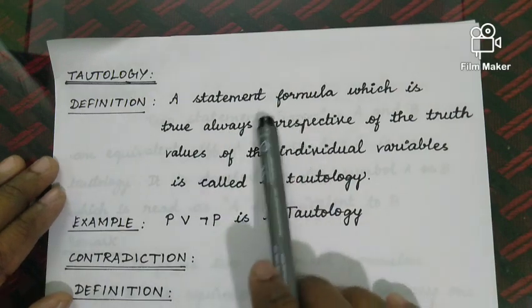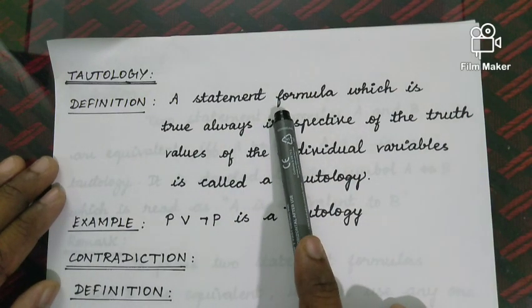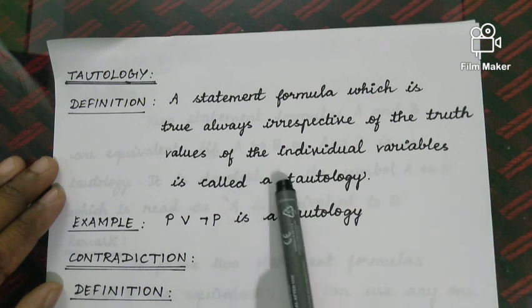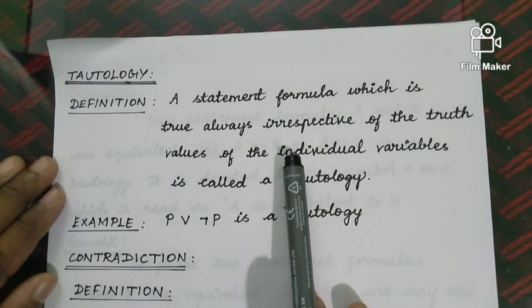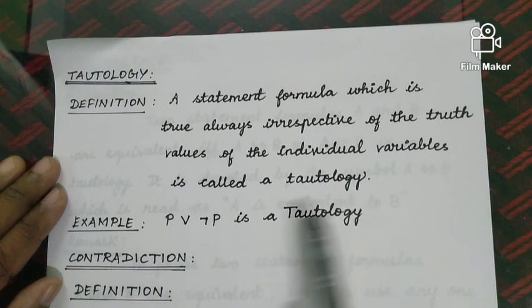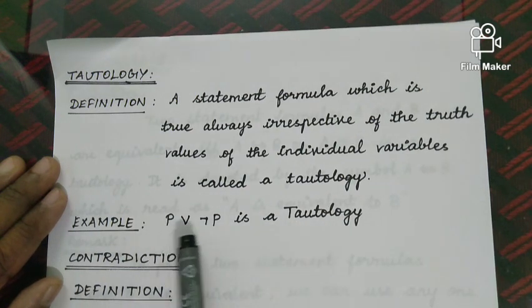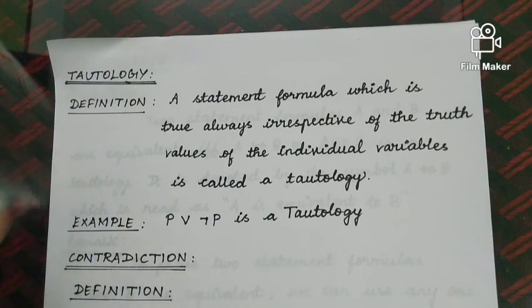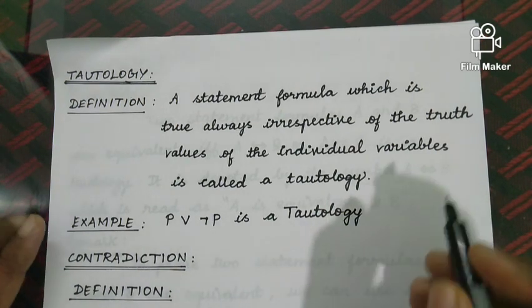When can we say that a statement is a tautology? If the final value in the truth table column is true, then we can say that it is a tautology. Here an example is given, P or negation P is a tautology. We know the truth table for P or negation P.